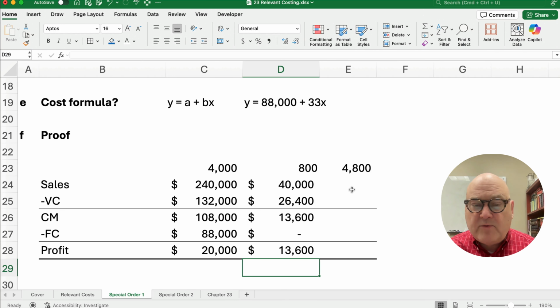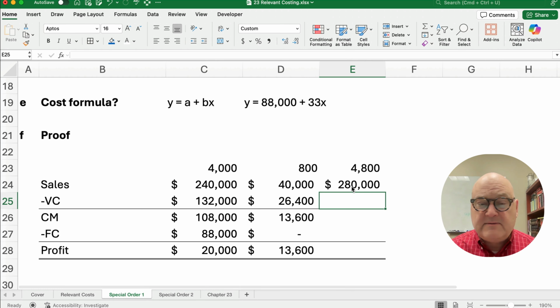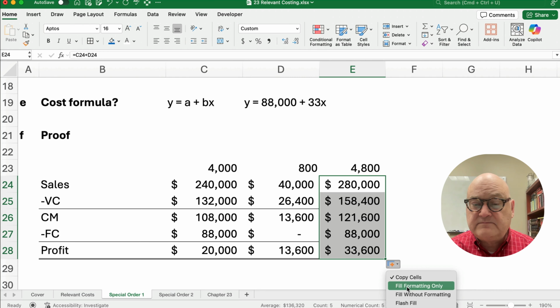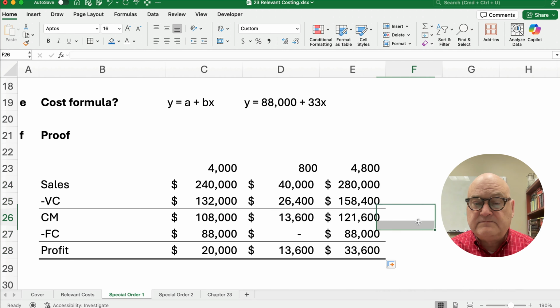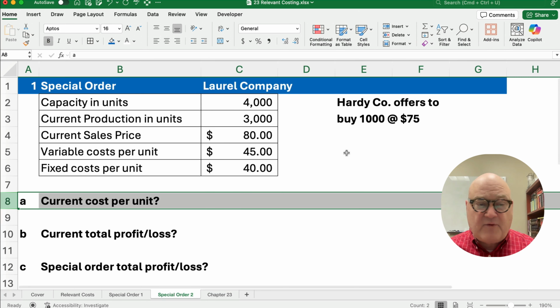So what would our total be? We can just do the math here. 240 plus 40, and we can copy this all the way down if we want to. And so therefore what would happen is our profit would go from 20 plus 13,600 all the way up to 33,600. So yes, you would accept your special order because you would increase your profit by more than 50%. You'd increase it from 20 to 33,600. Let's do another one in a little different format.